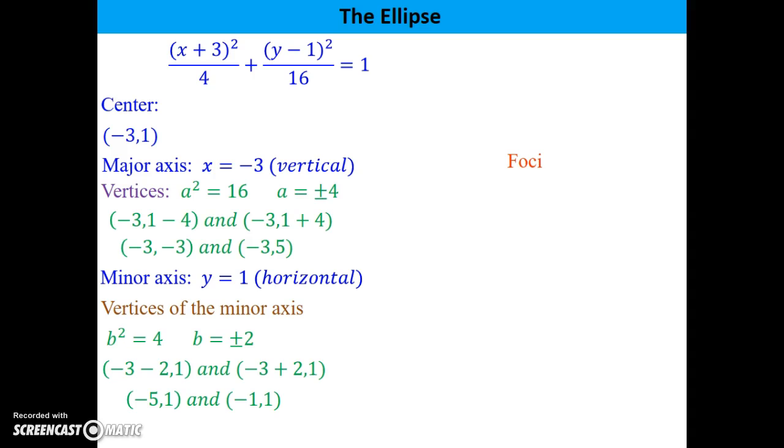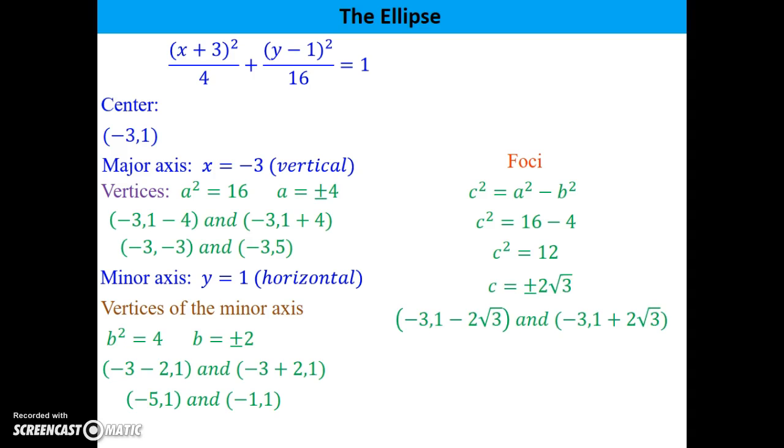The foci involve C, so we're going to have to use A squared and B squared to find C. And so C squared is A squared minus B squared, which is 16 minus 4. And so C squared is 12, C is plus or minus 2√3, and we're going to add that along the major axis, which is the vertical axis. And we generally don't use our calculator to get decimal approximations. I would much prefer that you gave your answer in the exact form.